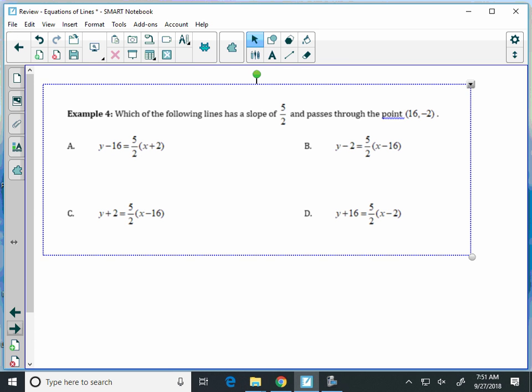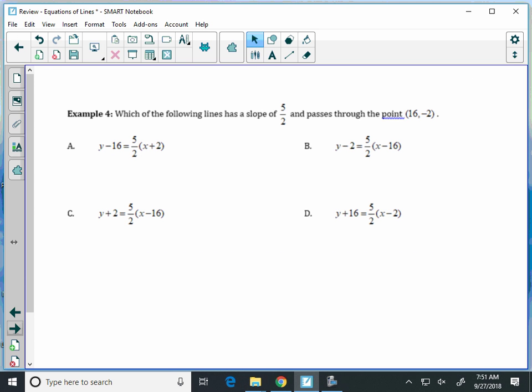So 4 says which of the following has a slope of 5/2 and passes through the point 16, negative 2? Okay. Well, which one do we think is our correct answer? Great. C. Okay. Do we all agree with C? Yeah. Right. The slope's in front.